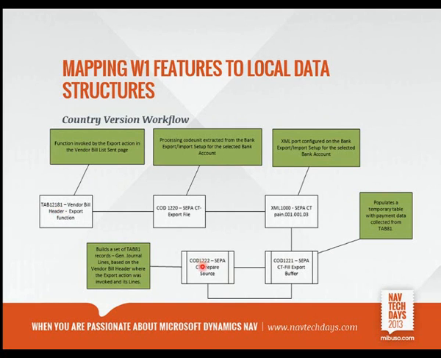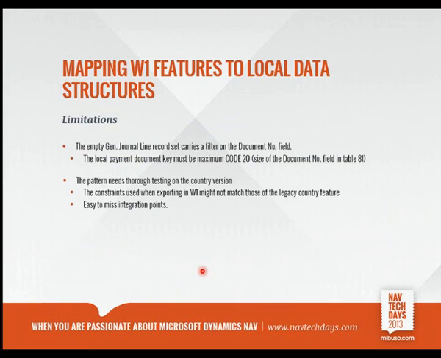And of course, there are a lot of limitations to this pattern. For example, in order to be able to extract the local payment data, we are putting a filter on the document number. But this means that the local payment data primary key should not be longer than 20 characters, because that's the document number size on table 81. So there's a technical limitation there.